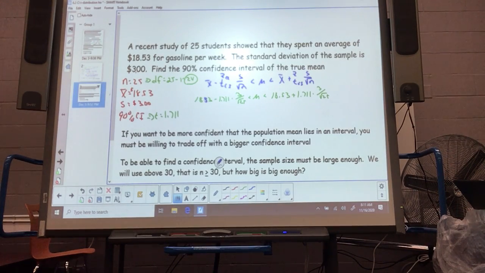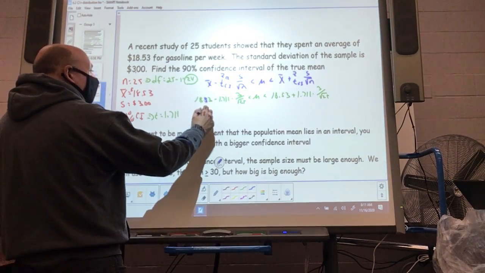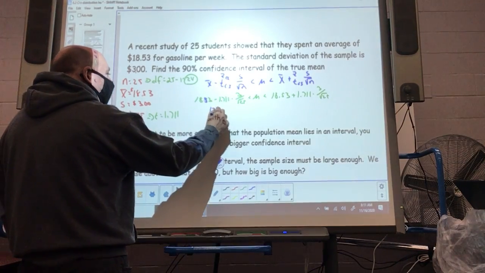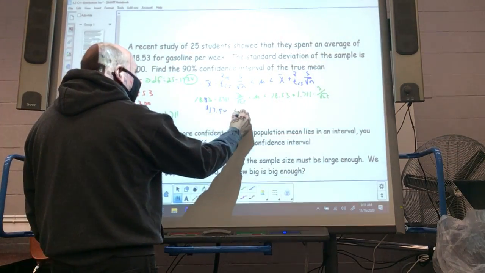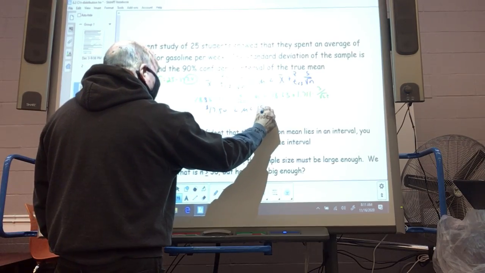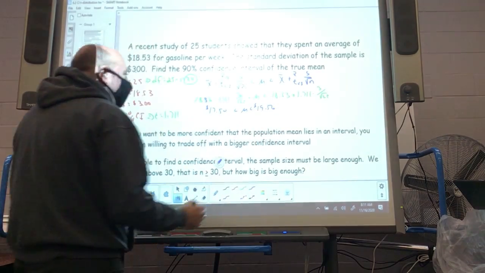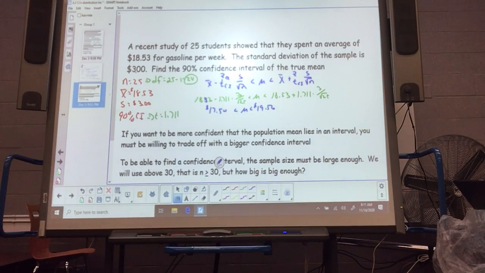Now, when you divide by square root of n, it's square root of 25, not the square root of the degree of freedom. Vivi, what two values did you come up with? 17.5 and 19.56. $17.50 and $19.56. Good with that?